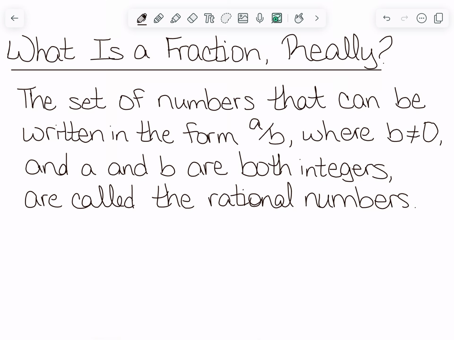This means we need to be able to write it as a fraction without a 0 in the denominator, so the b not equal to 0 tells us that the denominator cannot be 0. And a and b are both integers. Integers are our whole numbers plus their negatives. So things like 0, 1, 2, 3, 4, 5, etc., but also -1, -2, -3, -4, etc.